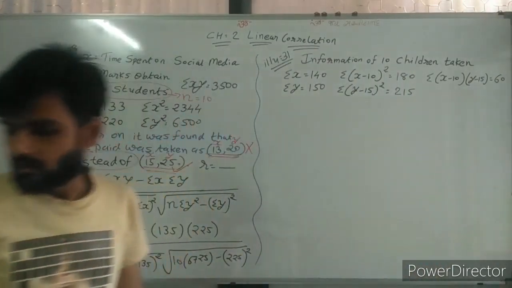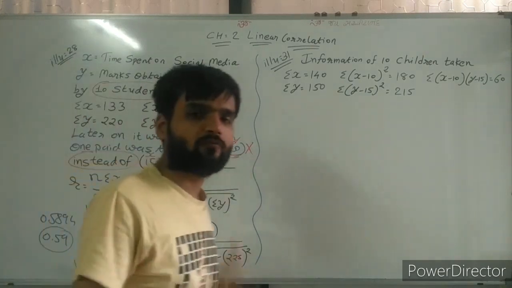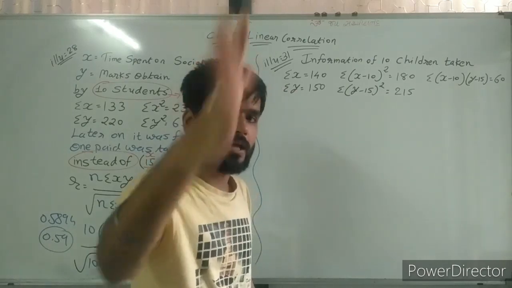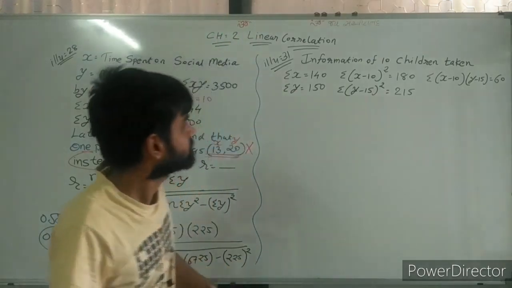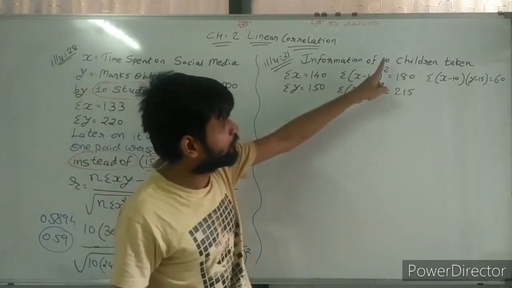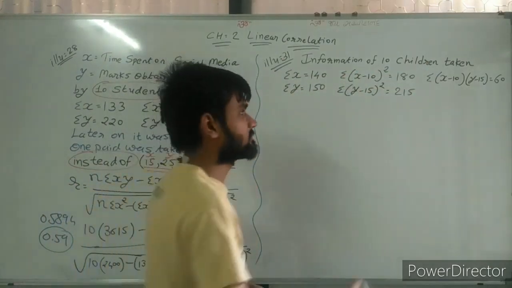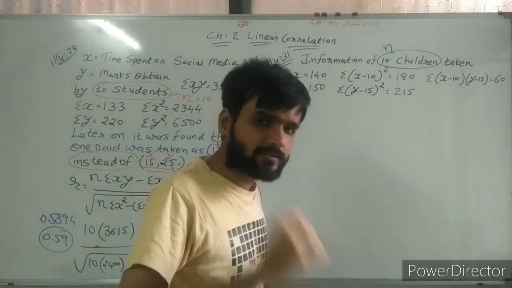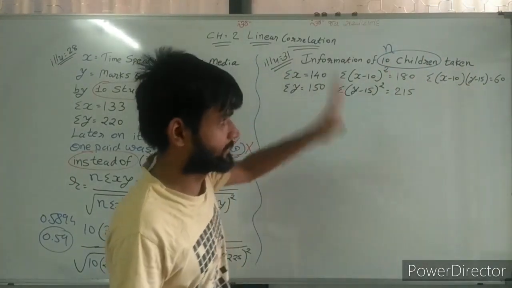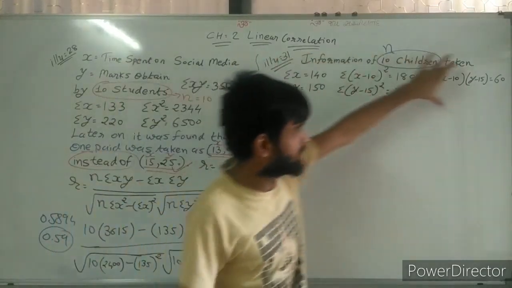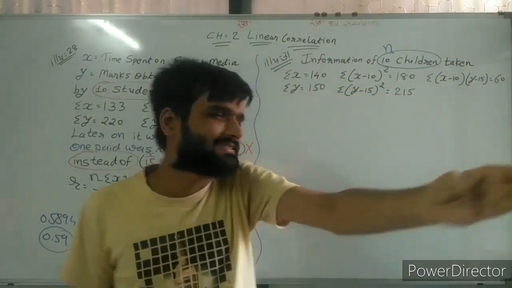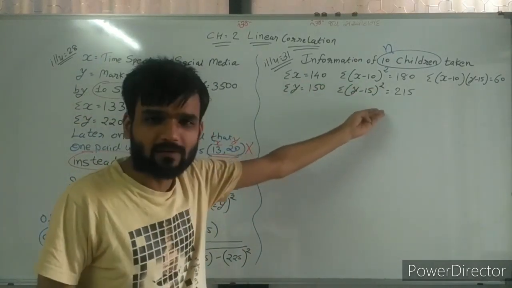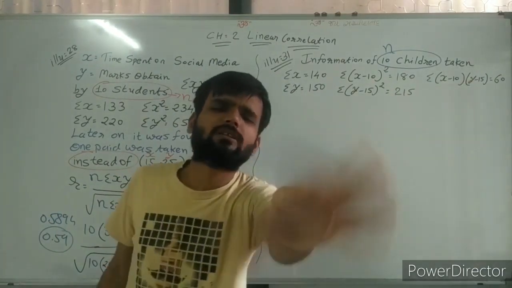Now the next question, and the last question from my side, because you will solve the sum and ask about the difficulty. Information of 10 children. So again 10 children, so n is equal to 10. Now this is the information given. Simple, sir. What is in this sum? The simplest sum. Sigma x minus x bar square, sigma y minus y bar square.